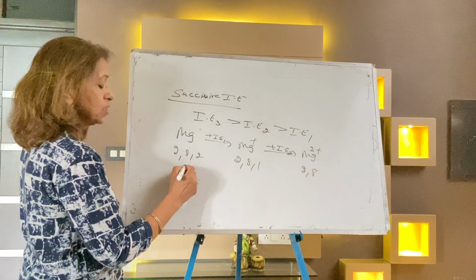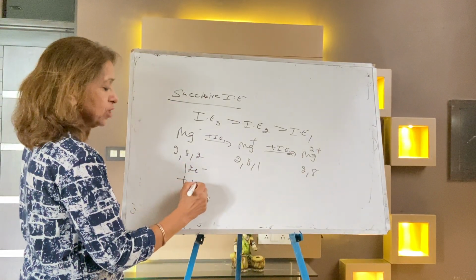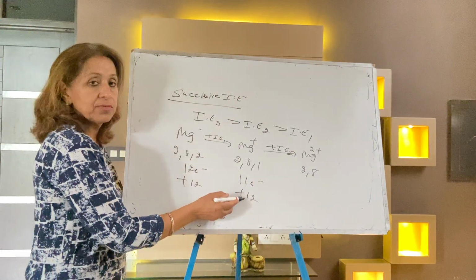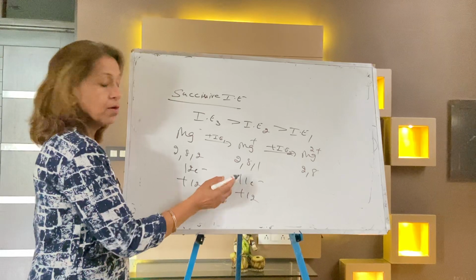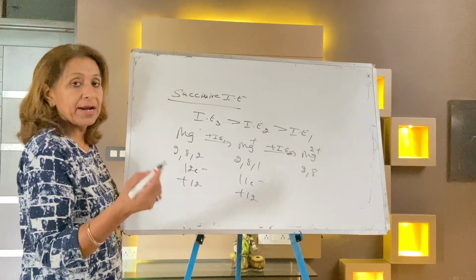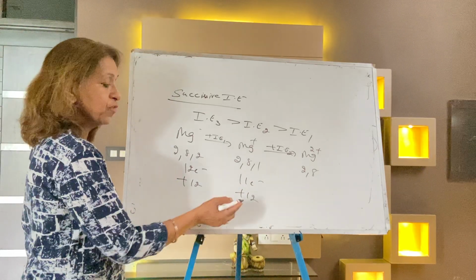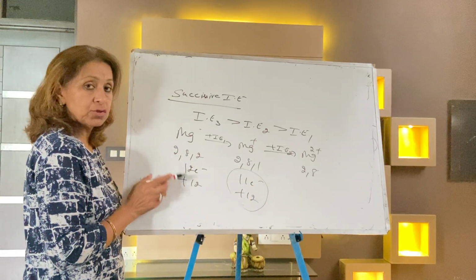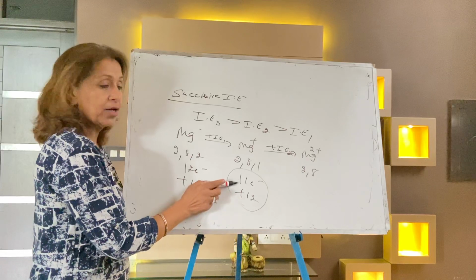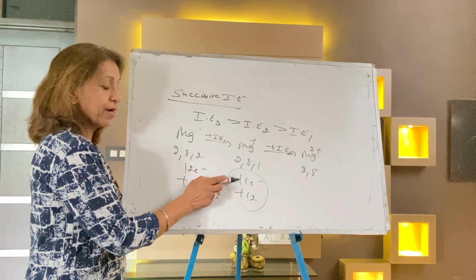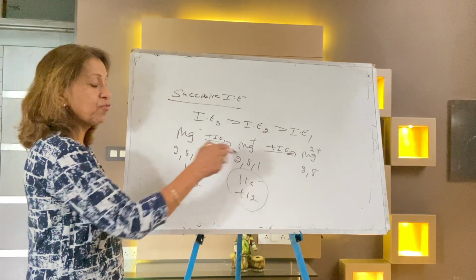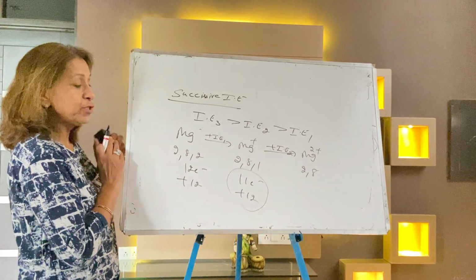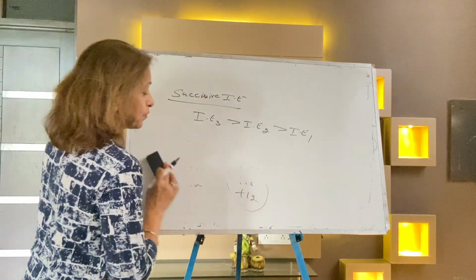Why? Because there's 12 electrons and 12 charge, then 11 electrons, 12 charge. So the more the charge per electron, the more tightly the electrons are held by the nucleus. It is difficult to take out the electron when the charge per electron is more. Charge more, electron less. So that's the reason IE2 is greater than IE1.